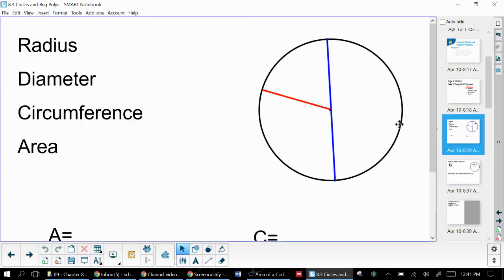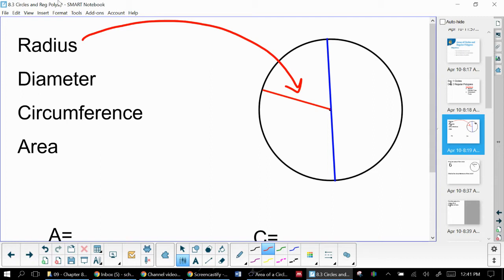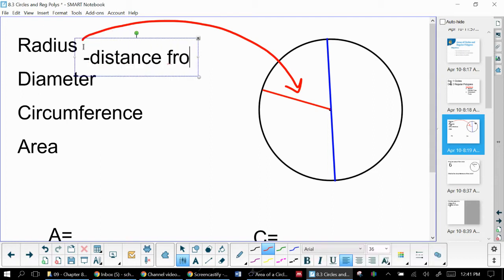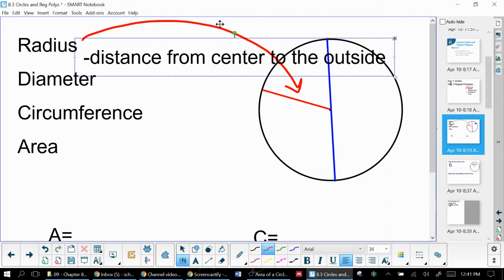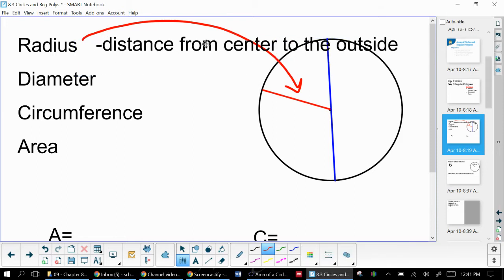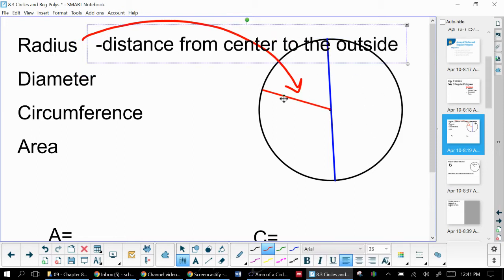So our first thing here is just some vocabulary. We've got our circle here. And so we've got two really key words that we talk about with circles. The first one of those being the radius. Now the radius is just the distance from the center of the circle to the outside of the circle. That's the line you're seeing in red.